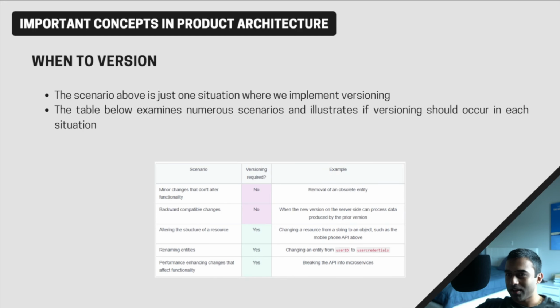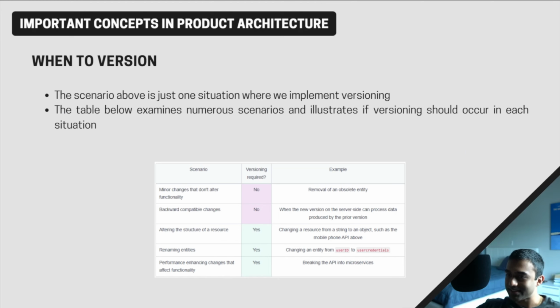And the scenario above is just one situation where we implemented versioning. In the table below, we examine numerous scenarios and illustrate if versioning should occur in each situation. So in the scenario, a minor change that doesn't really alter the functionality, we don't need to change the version. And also backwards compatible changes, we don't need a new version for that. And altering the structure of a resource, we do need to version it, because changing a resource from a string to an object, such as the mobile phone API, we need to change the version there.